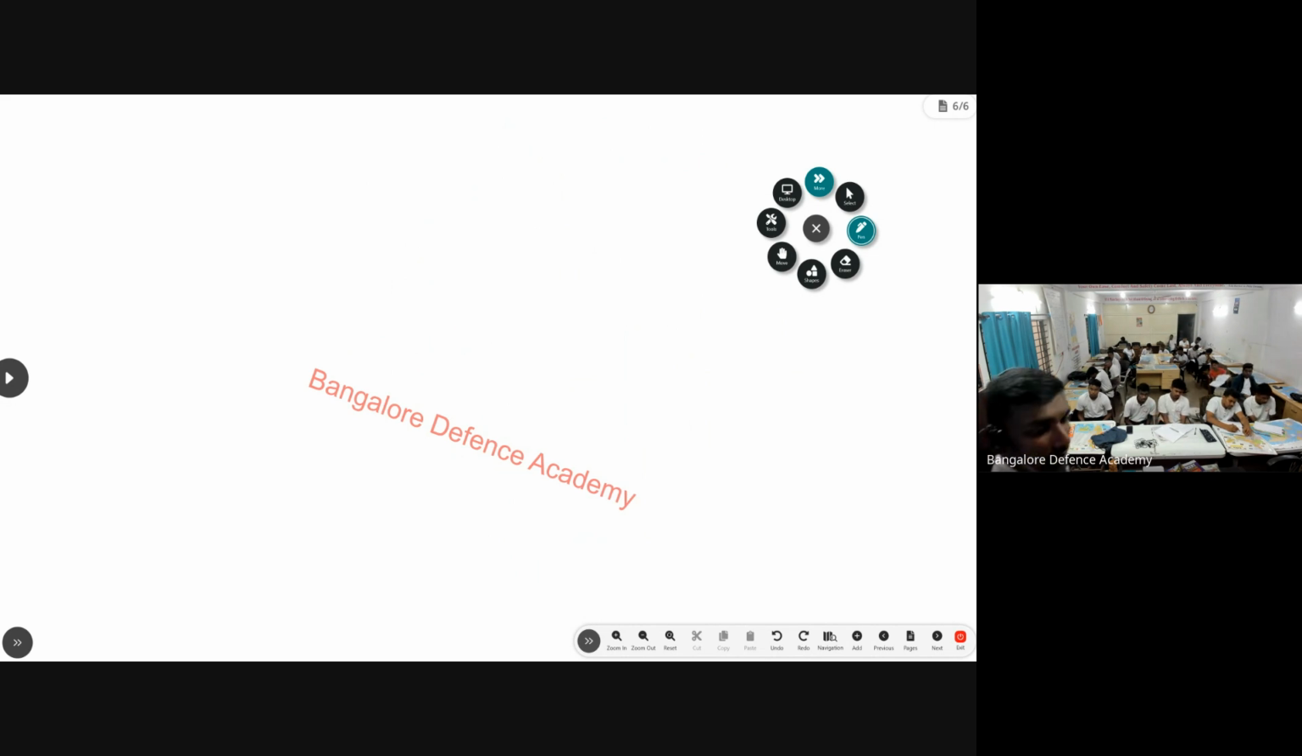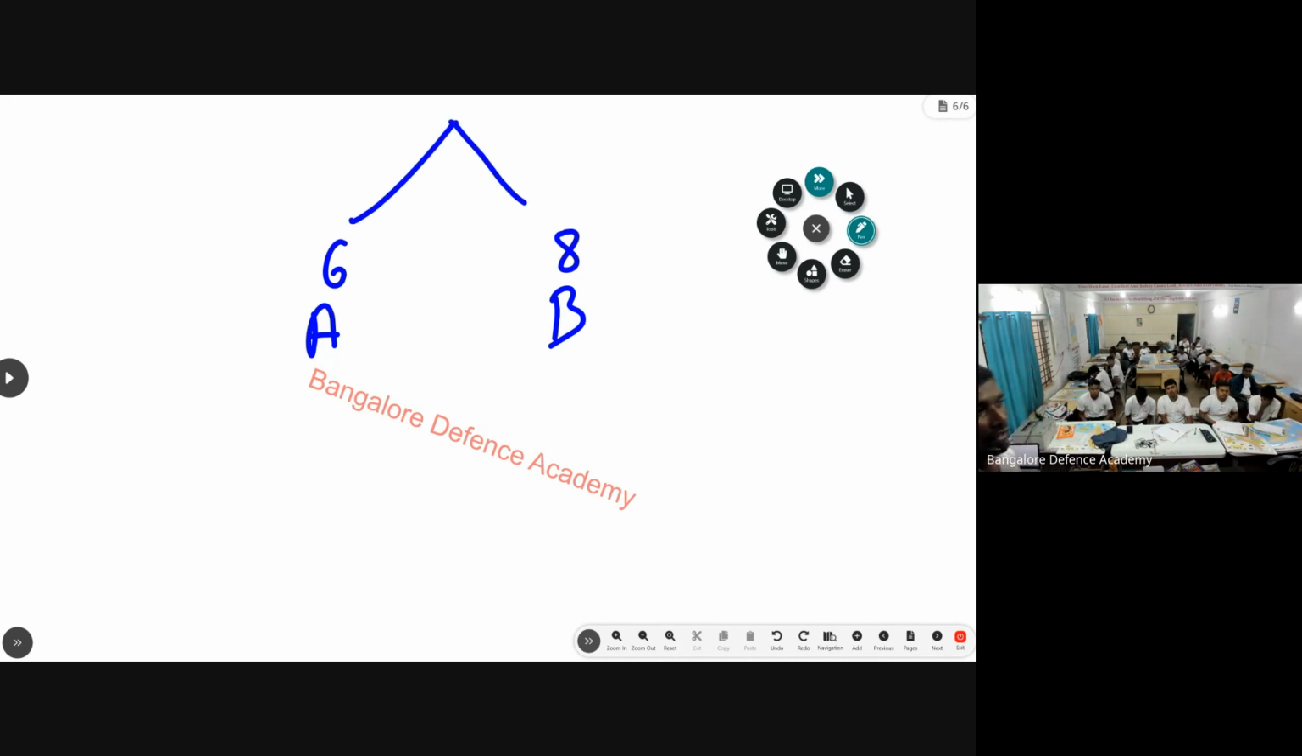Two pipes are there, pipe A and pipe B. Pipe A can fill the tank in how many hours? 6 hours. And pipe B can empty the tank in how many hours? 8 hours. So B is doing negative work. What is the LCM of 6 and 8? LCM is 24. That 24 I'm writing here. This is my total work. Now 24 by 6 is how much? 4.